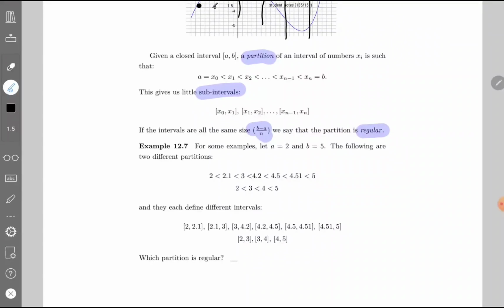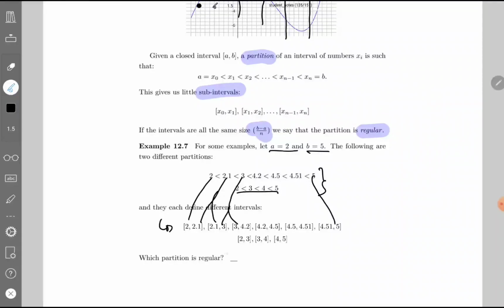We're going to let a be 2 and b equal to 5. Here are two different partitions. I have 2, 2.1, 3, 4.2, 4.5, 4.51, 5. And then I also have 2, 3, 4, 5. These are my partitions, and they're going to give me different subintervals. Notice how the 2 just comes down, the 2.1 goes in two different places, the 3 goes to two different places, etc., all the way to 5. And you do the same with 2, 3, 4, 5.